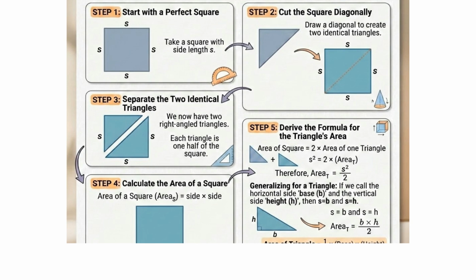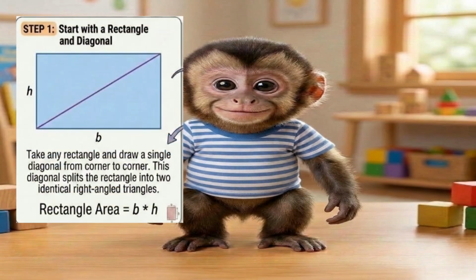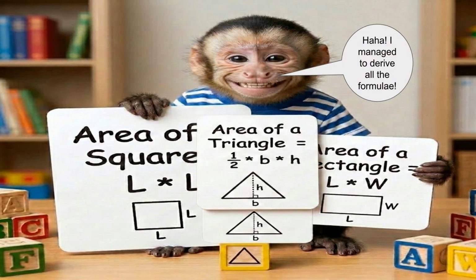Similarly, starting with a rectangle of length b and height h, and drawing a diagonal, we get two identical triangles. The area of the rectangle is base times height, so the area of one triangle is base times height divided by 2. This is great! I've managed to derive the formulae for the area of a square, a rectangle, and a triangle.